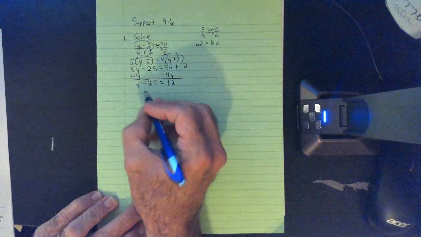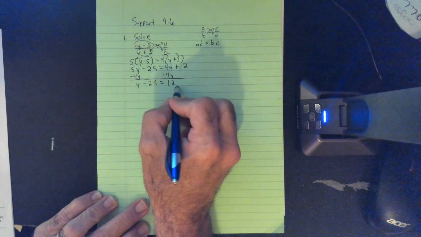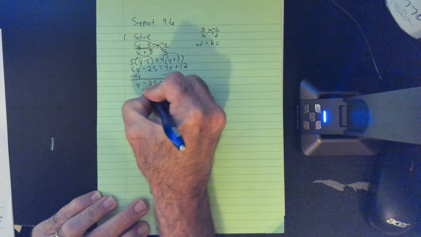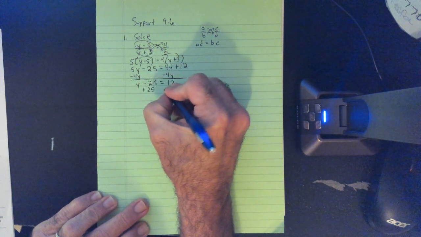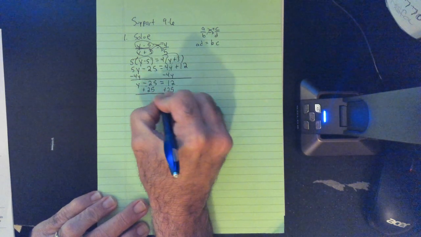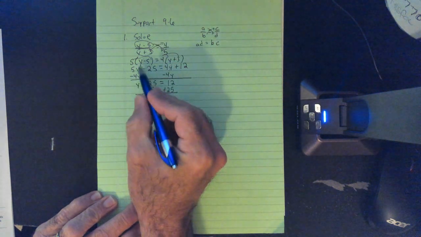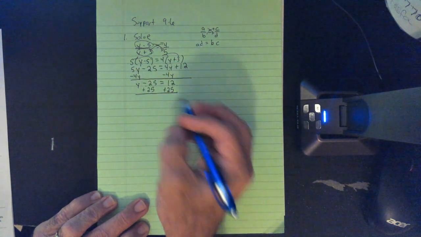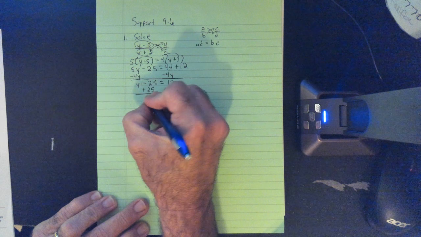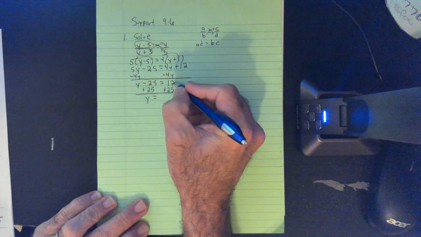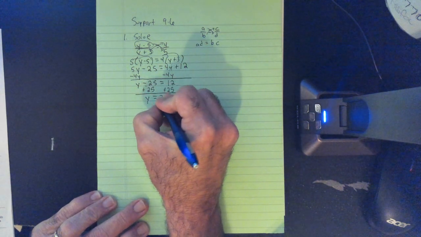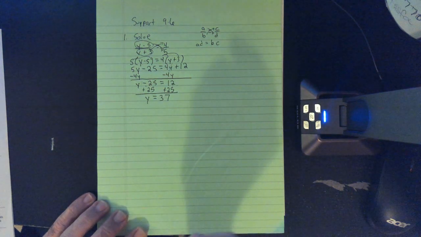Now, since this 25 is negative, we need to pull it over here by adding 25, because that makes it 0 on that side. And since these are equations, when I'm doing something to one side, I'm also doing it to the other, right? So these cancel, so all that's left is y equals 12 plus 25, which is 37. Final answer.